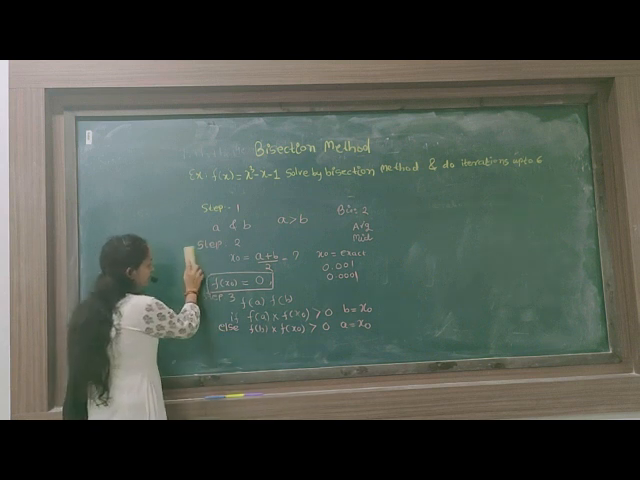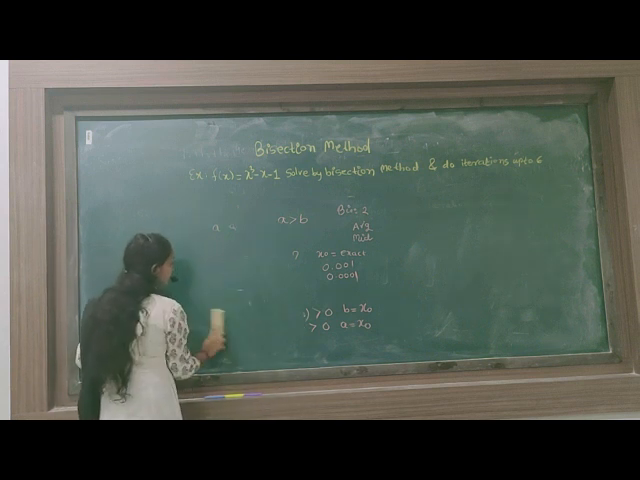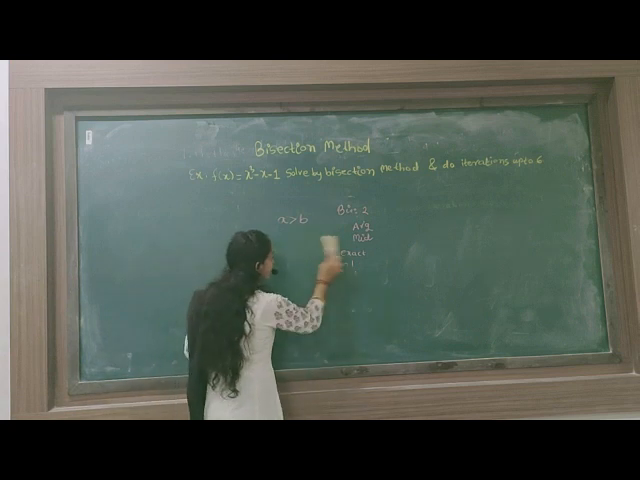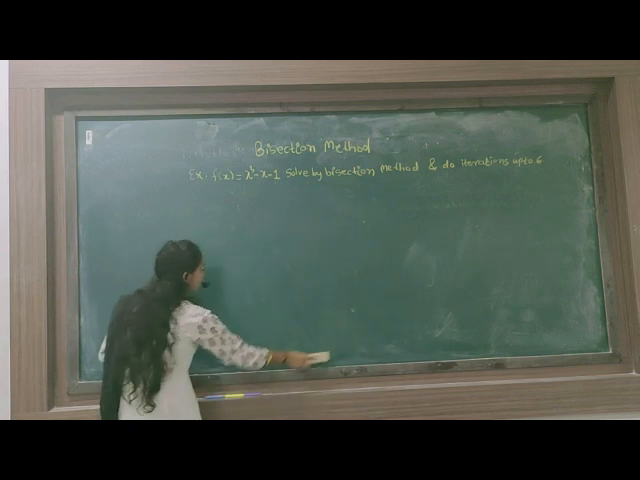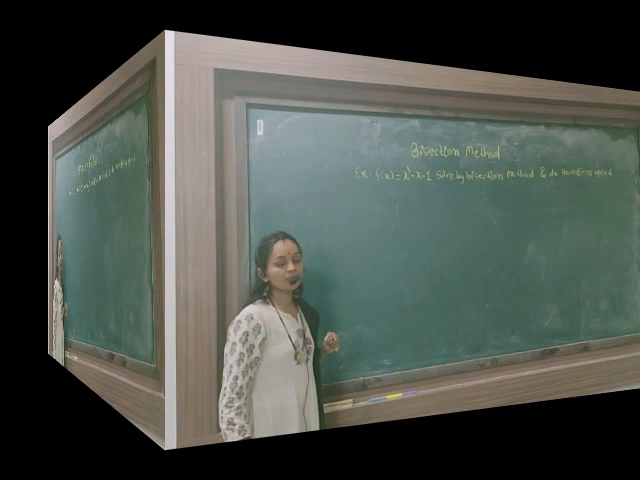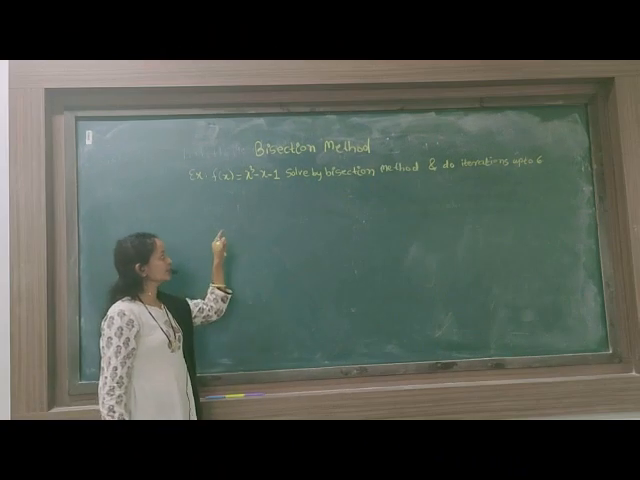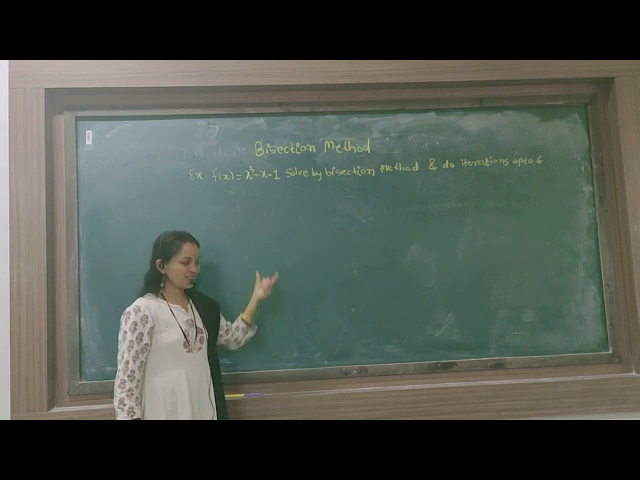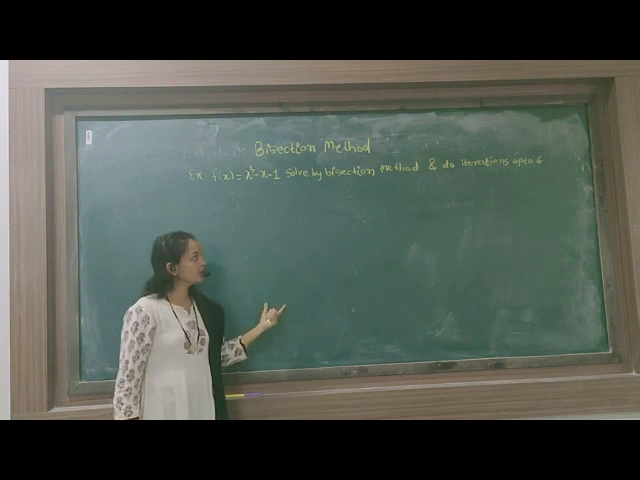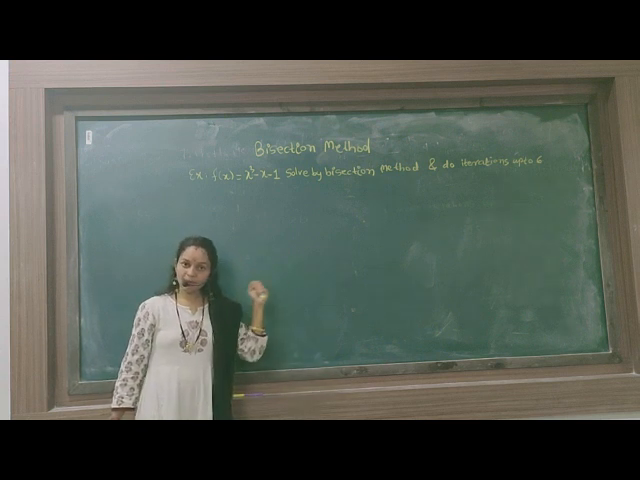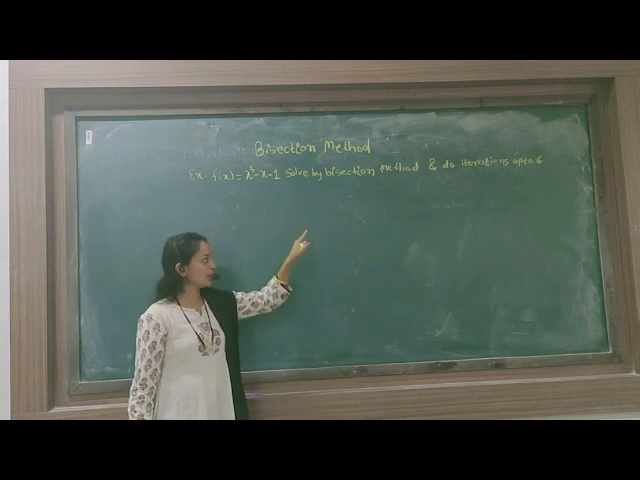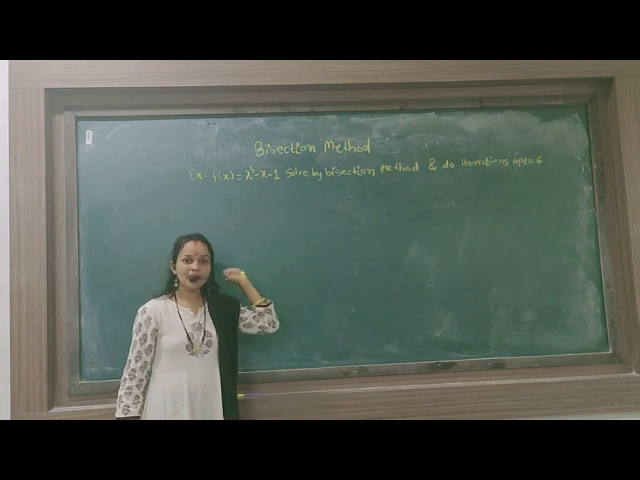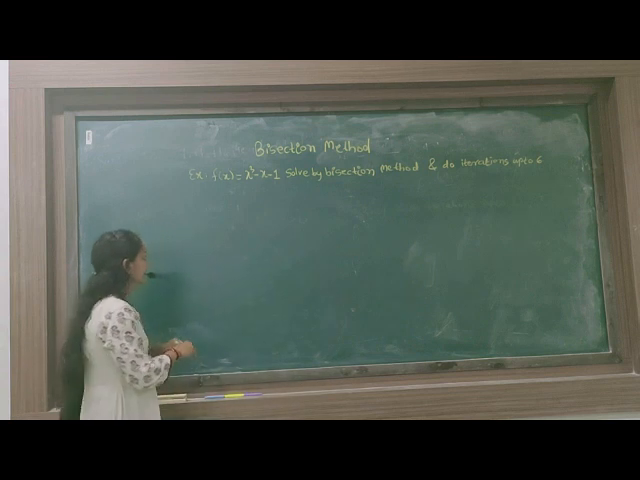So let us start with the numerical, right? The numerical is already stated: your function is f of x equal to x cube minus x minus 1. You have to solve it by the bisection method, with respect to this algorithm, and you have to iterate up to 6. I already mentioned you have to iterate up to 6. So let us start with that method.